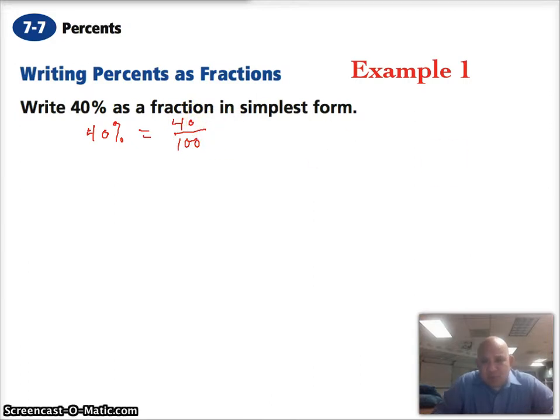What can we do to simplify that? Well, we can divide the top and bottom by 20 over 20. And then what we get here, simply 40 divided by 20 is 2. 100 divided by 20 is 5. It's 2/5 is our answer. Simplest form.